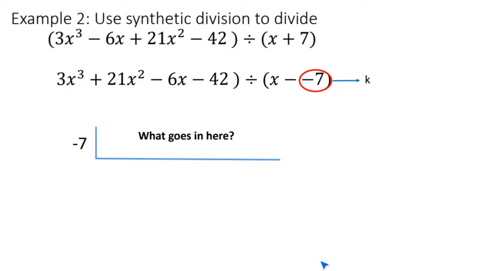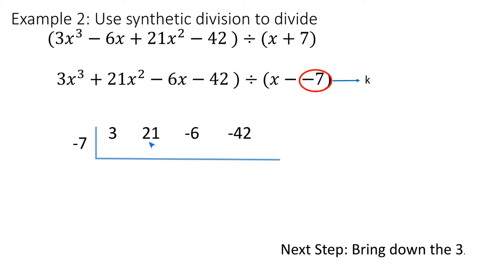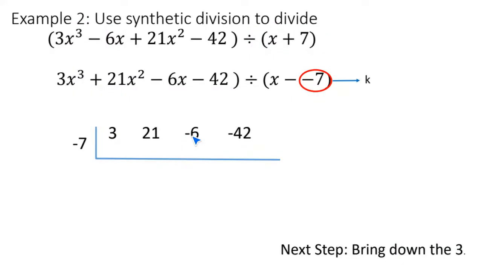So hopefully you thought to yourself what number should go in there. If you thought 3, and if you put a negative 6 here, then that's incorrect, right? Because we have to make sure that our polynomial is in descending order. So I had to rewrite it as 3x cubed plus 21x squared minus 6x minus 42. So my coefficients are 3, 21, negative 6, and negative 42. So now we can start the process.